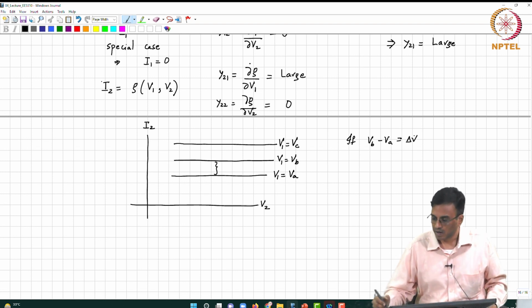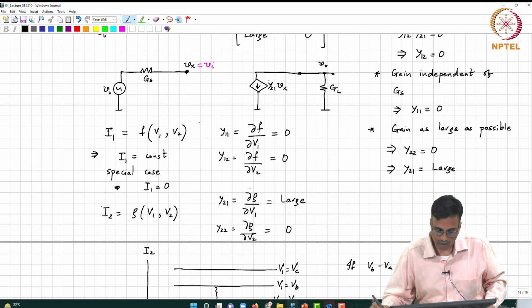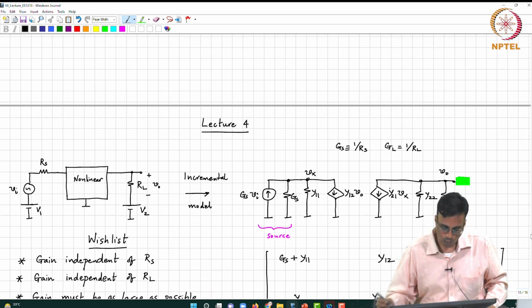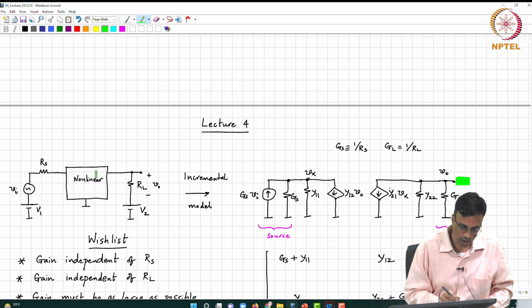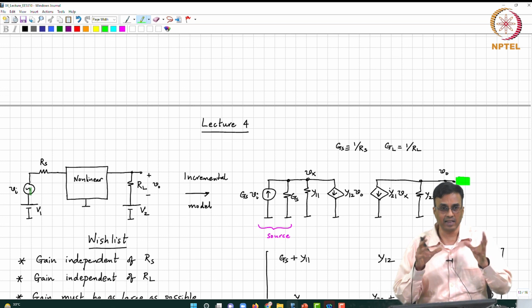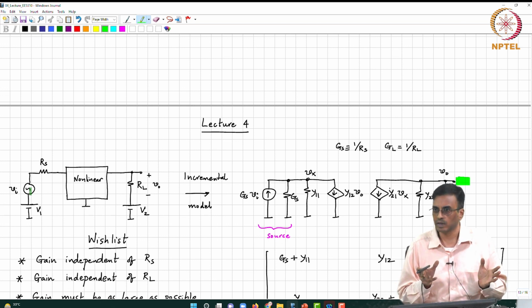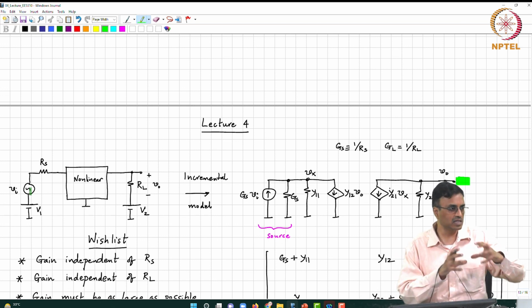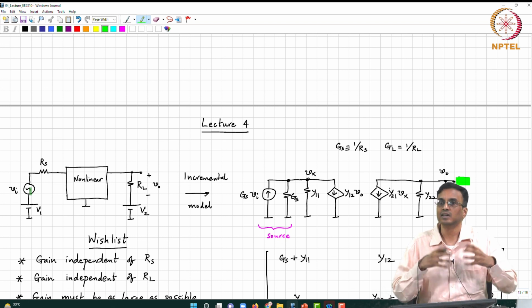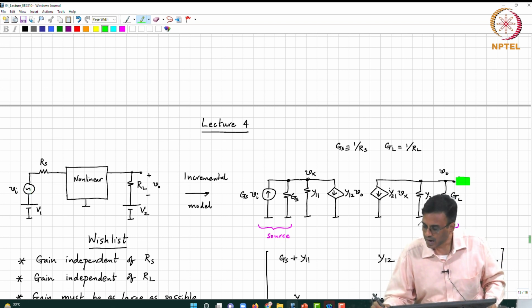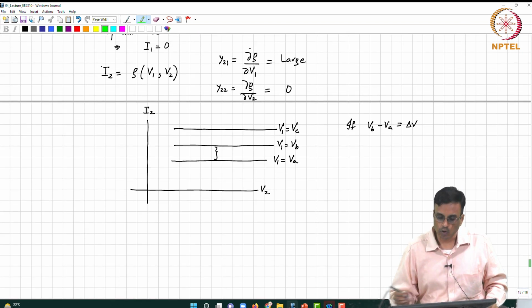Now, I do not know if you remember, but what did we say about this box? I mean, where are the energy sources? Are they inside the box or are they outside the box? They are outside the box. So, this box is passive, correct. So, it can't be generating any energy. So, what must be satisfied?